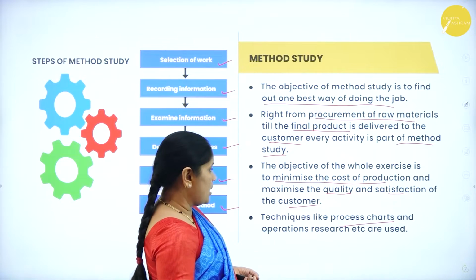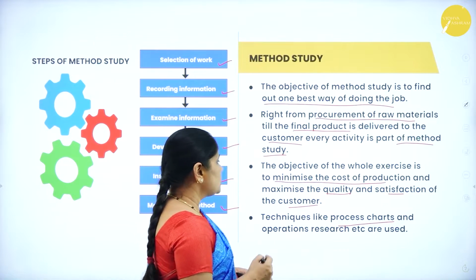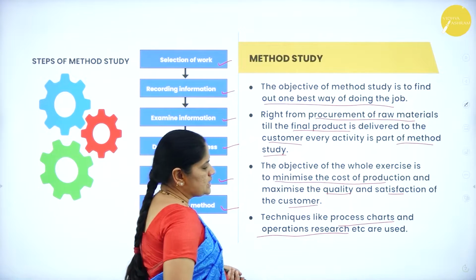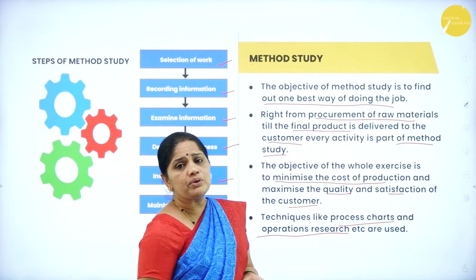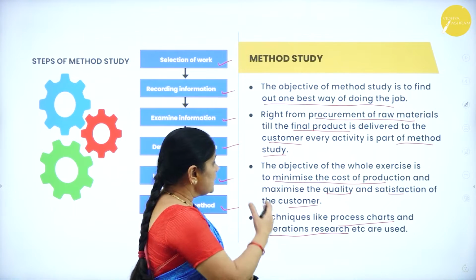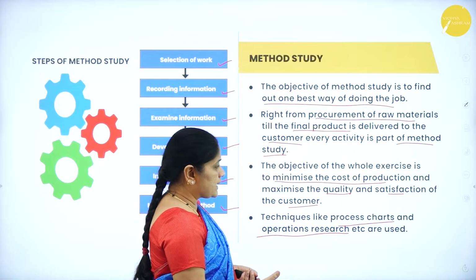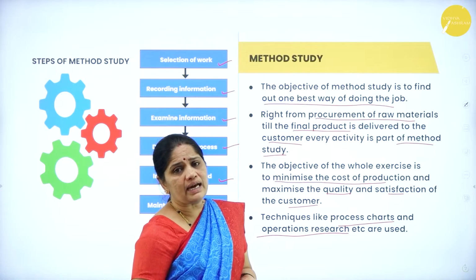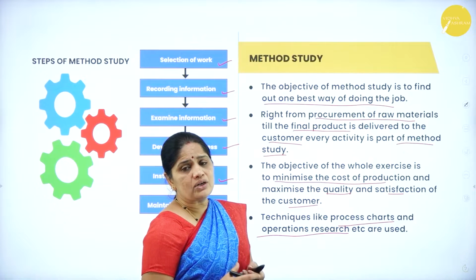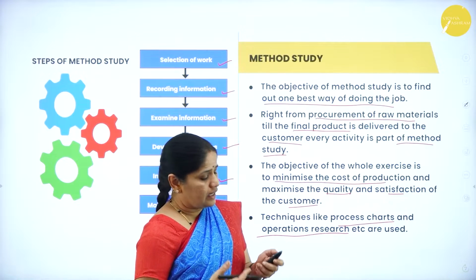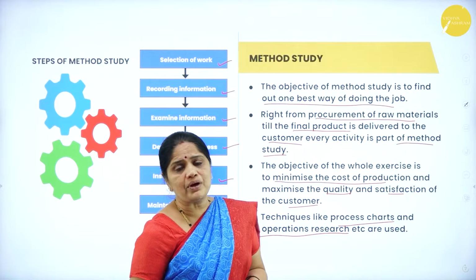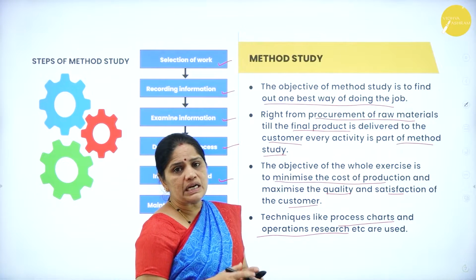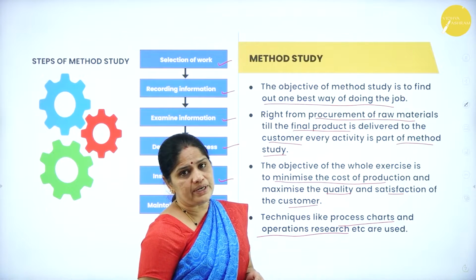Now how do we do this method study? It is through the use of process charts and operations research. Operation research is also one process of having the method study. So through these two things, that is the technique of process charts and operation research, we can see that we have developed a very good method study, and nowadays it is becoming very important. Almost all the organizations involve operation research for all their operations.